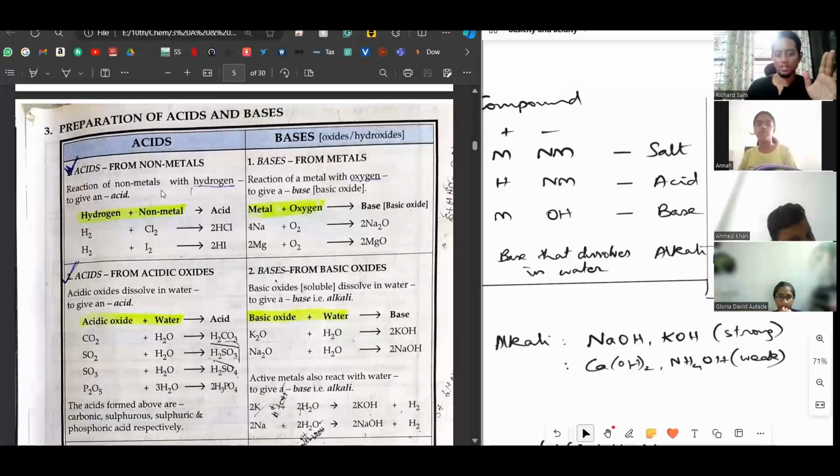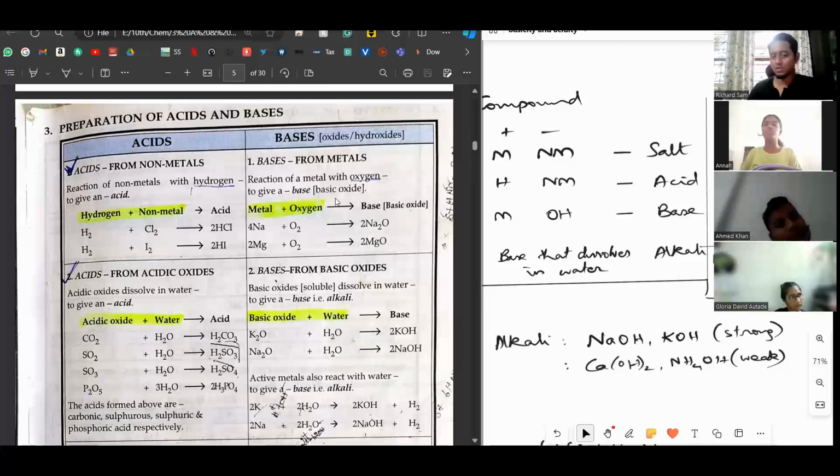Hydra acids means which only has hydrogen and the non-metal. So example is hydrogen chloride and hydrogen iodide. So to make this is very simple. It's just H2 plus Cl2 will give HCl. This is direct combination. Okay.